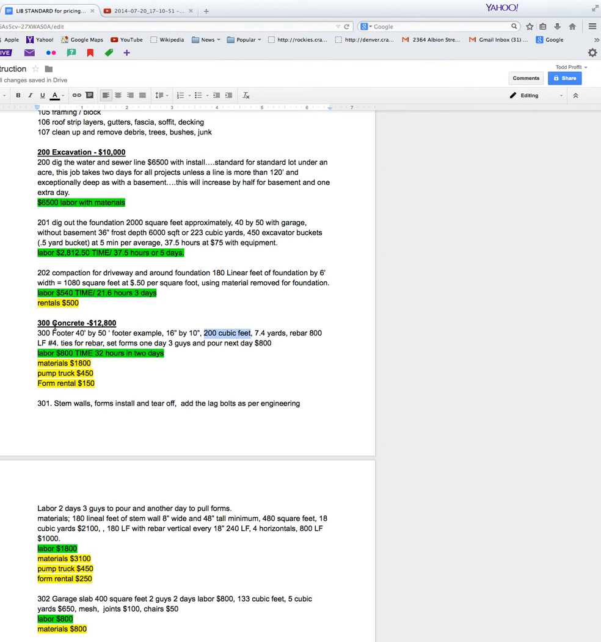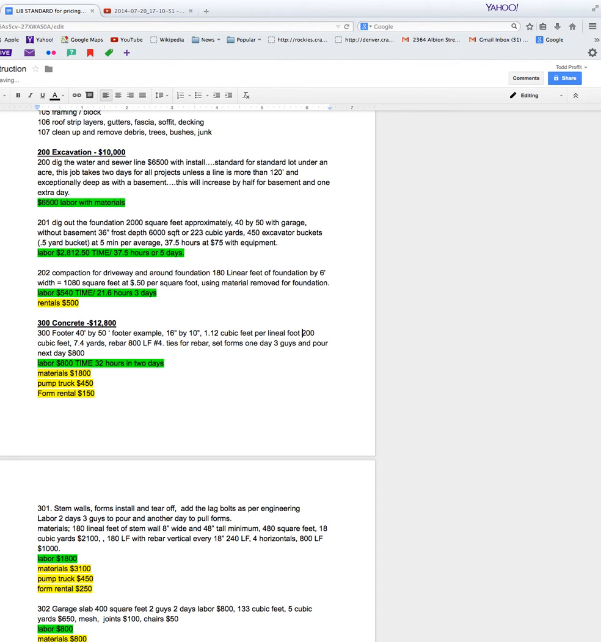And how I came up with that is I got my linear footage. So it's 180 linear feet. And then 16 times 10, and let's walk through this, 16 inches times 10 inches divided by 144 inches, which is 12 inches times 12 inches, right? Which is a cubic foot. Cubic foot is 144 cubic inches. So that equals 1.12 cubic feet per linear foot.